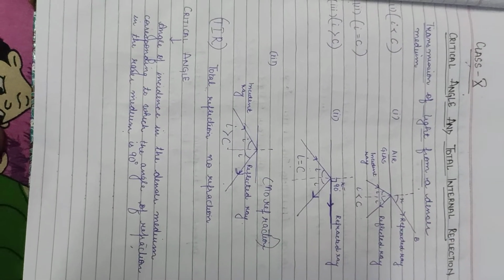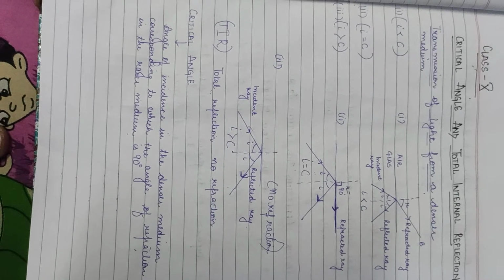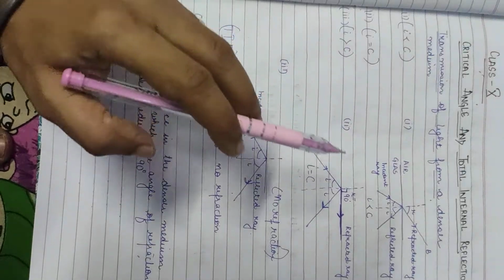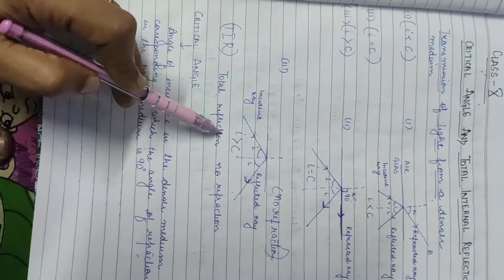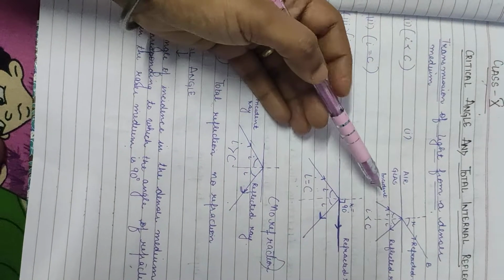Good morning, students. The topic today which we are going to start is critical angle and total internal reflection. So now, how do we get this critical angle? First thing, you can see here I have drawn three diagrams. Now we are going to discuss these three diagrams one by one.